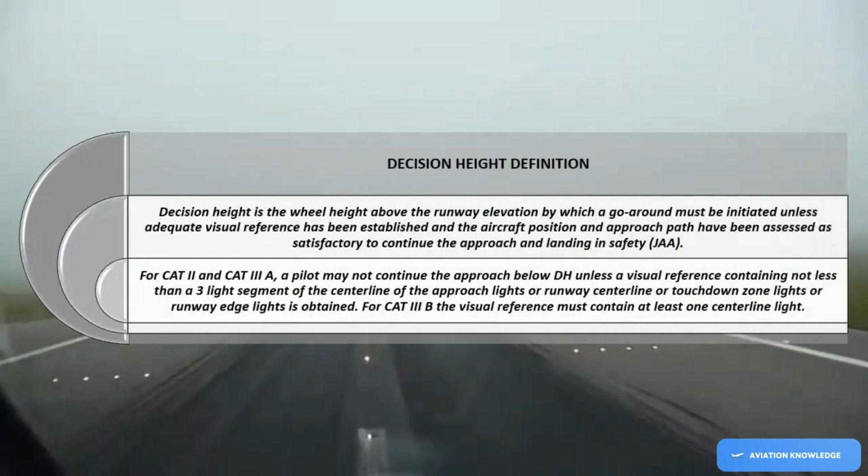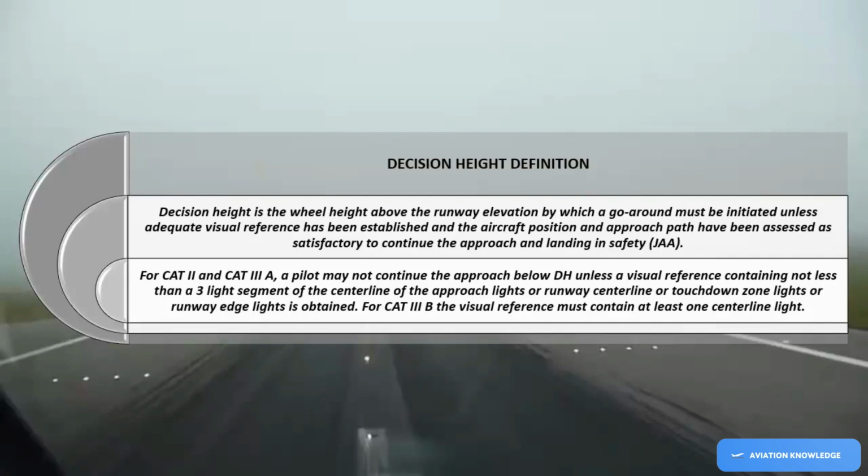Decision height definition. Decision height is the wheel height above the runway elevation by which a go-around must be initiated unless adequate visual reference has been established and the aircraft position and approach path have been assessed as satisfactory to continue the approach and landing in safety.